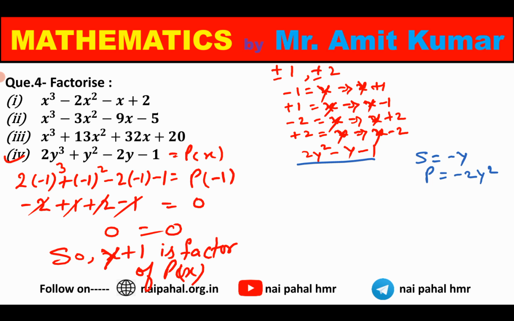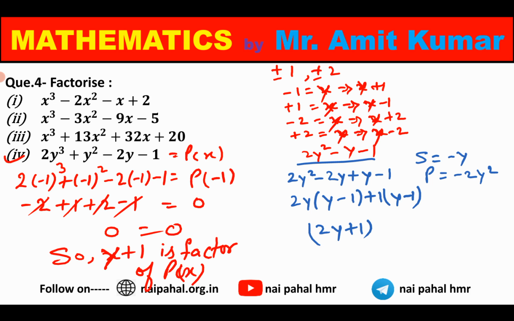So in this case you have to divide it. Now we have to divide by x plus 1. So this is not x, this is y. In terms of y, it will be y plus 1 to be divided into 2y cube plus y square minus 2y minus 1.